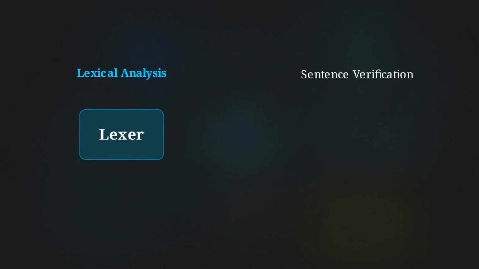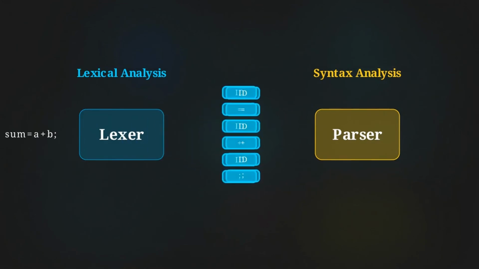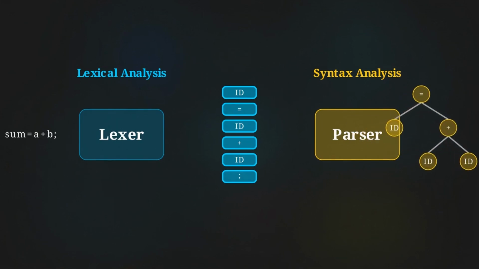In a compiler, we call word recognition lexical analysis, handled by the Lexer. Sentence verification is syntax analysis, handled by the Parser. The source code passes through the Lexer to become a stream of tokens. These tokens enter the Parser, which organizes them into a hierarchical parse tree. Understanding the dividing line between these phases is essential for navigating the compiler front end.